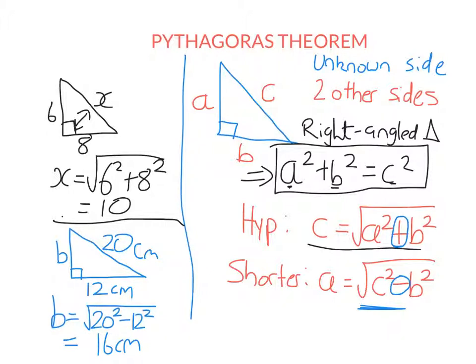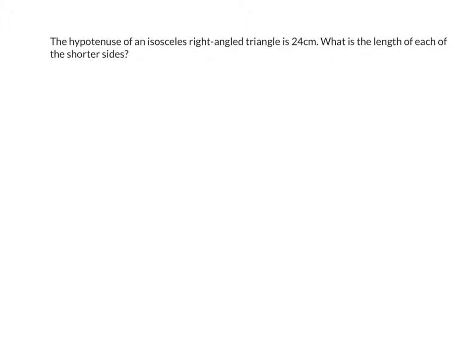So I said before, you can usually jump straight to this formula rather than writing out like this. There's one time when you can't do that. That's when you have an isosceles right-angled triangle and you have to find each of the shorter sides. So I'll show you an example of that now. So let's have a look at this question here. The hypotenuse of an isosceles right-angled triangle is 24 centimeters.